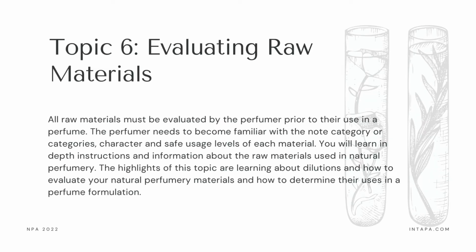Topic 6. Evaluating raw materials. All raw materials must be evaluated by the perfumer prior to their use in a perfume. The perfumer needs to become familiar with the note category or categories, character, and safe usage levels of each material. You will learn in-depth instructions and information about the raw materials used in natural perfumery. The highlights of this topic are learning about dilutions and how to evaluate natural perfumery materials and how to determine their uses in a perfume formulation.